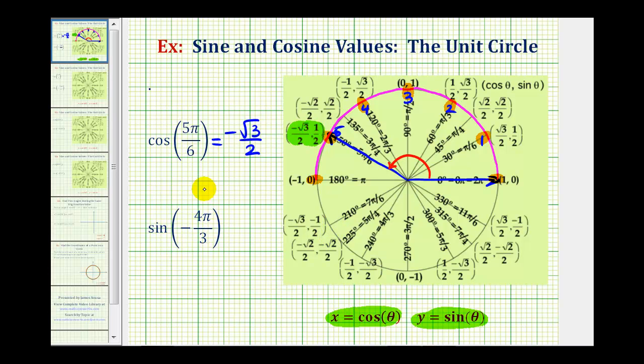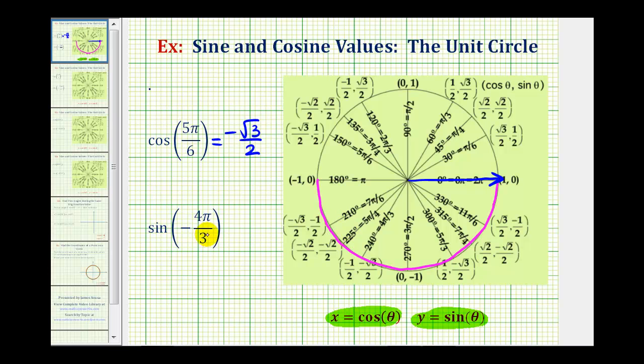So let's go ahead and try the second example. We want to find sine negative 4 pi divided by 3. So here's the initial side of the angle. And now because the angle is negative, we want to rotate 4 pi over 3 radians clockwise. So again, as long as we recognize that if we rotate clockwise half a rotation, this would be negative pi radians.